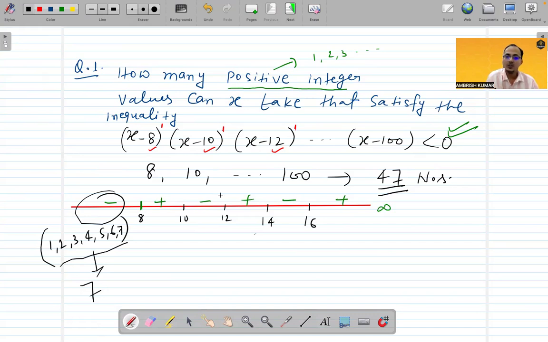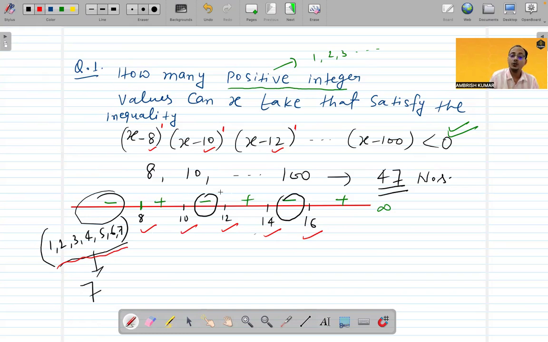Now, you will be getting negative here between 10, 12. You will be getting negative here between 14 and 16. So can you see one thing? When we have taken the 5 even numbers 8, 10, 12, 14, 16, these 7 numbers are always there as negative.